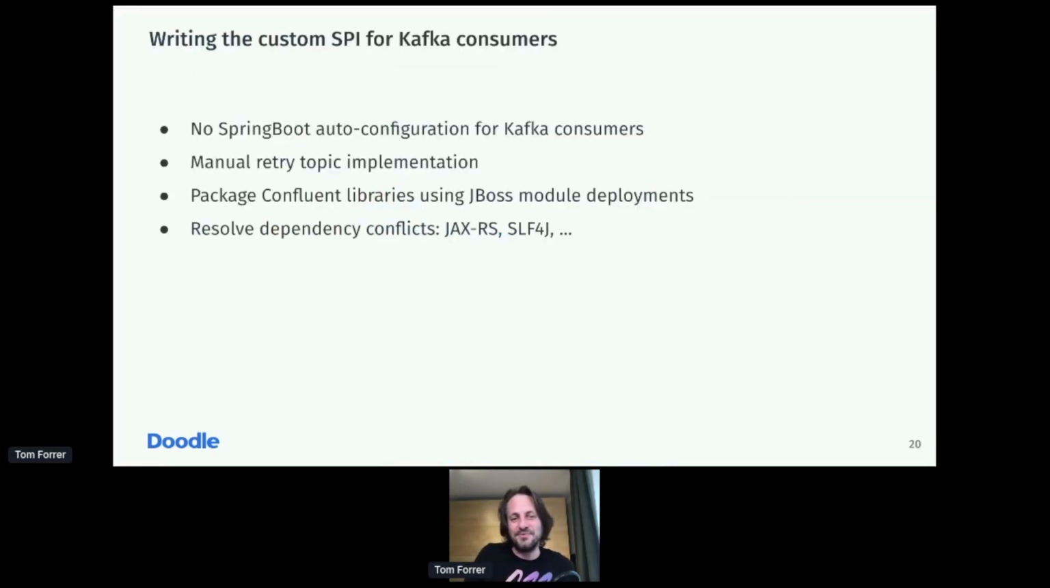So how to write a custom SPI? We had to essentially relearn Kafka. Yes, we're mostly a Java-based backend, and we mostly develop our services in Spring Boot. Spring Boot does a lot of heavy lifting for you in terms of configuration. We didn't have Spring Kafka consumer and needed to drive these consumers ourselves, like the retry topic mechanism or offset committing.